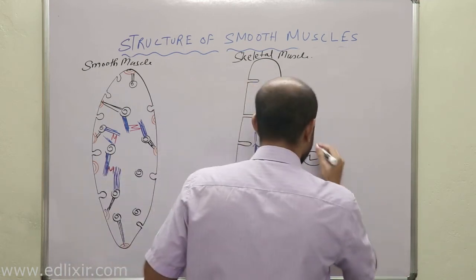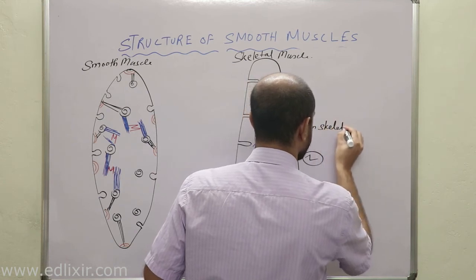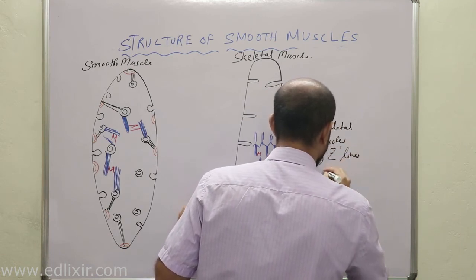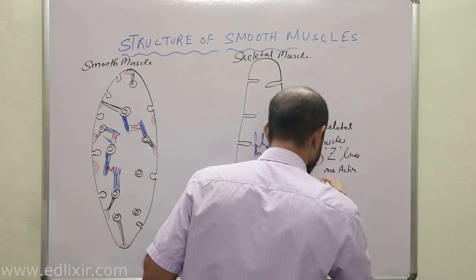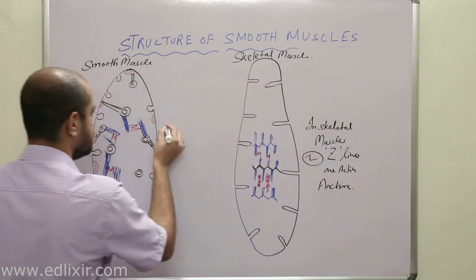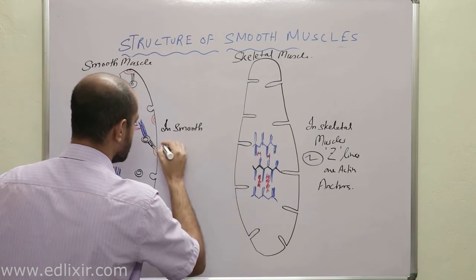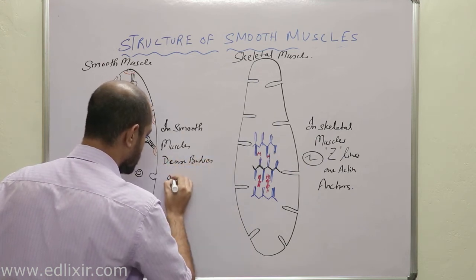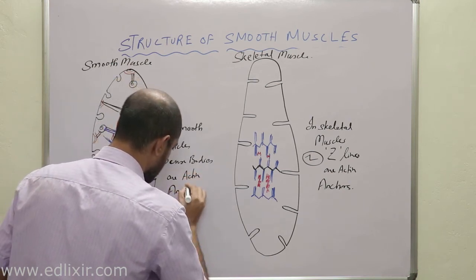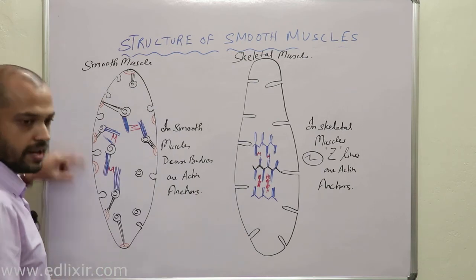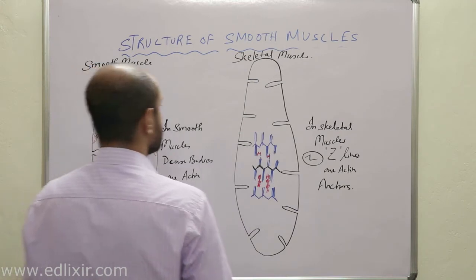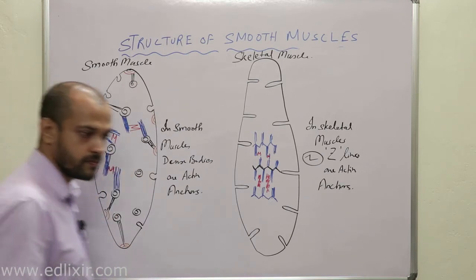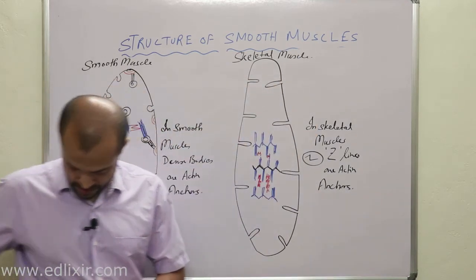Okay, now listen. In skeletal muscles, Z lines are actin anchors, clear? But in smooth muscles, dense bodies are actin anchors, right? Dense bodies are actin anchors, clear? That means we have now learned the role of the Z line and its counterpart in smooth muscle, right? Clear? Am I clear to everyone? Great.